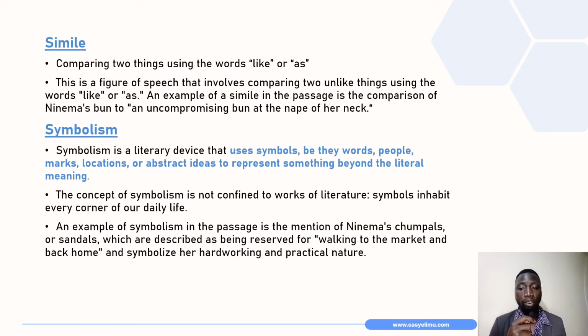There is also symbolism, dear students. Symbolism is a literary device that uses symbols.